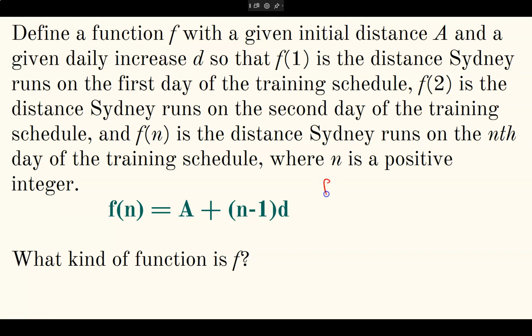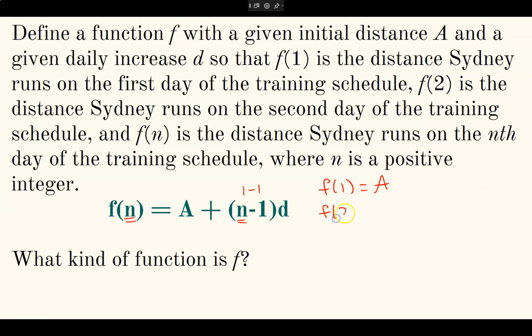How can I write an equation for f of 1? What did I just replace in my equation? I changed the n. So this becomes 1 minus 1, which is what? 0. And what's 0 times d? 0, yeah. So we have just a left over. Does that make sense? On day 1, did she only run a miles? Yeah, that's her initial value. Makes sense.